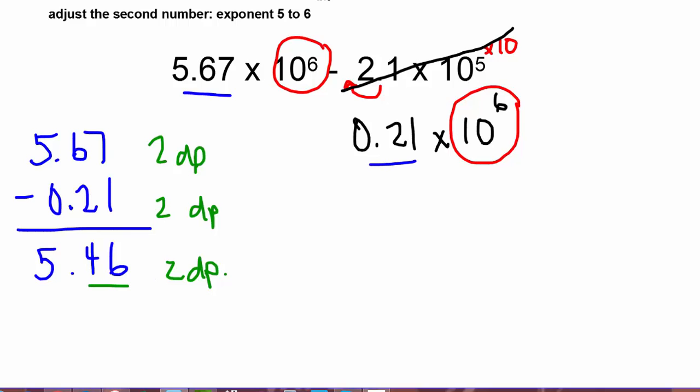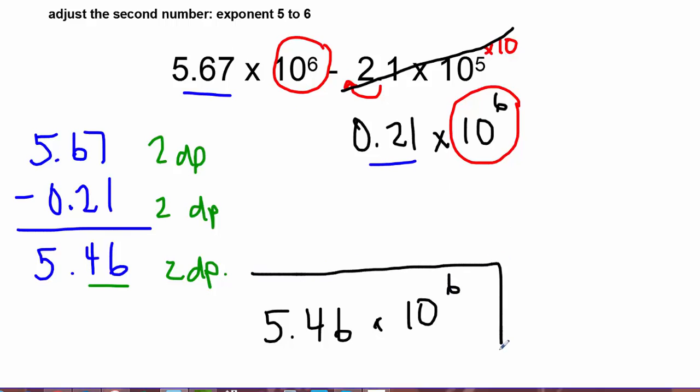I'm good to go. Finally, before I finish up my answer and I report it, I need to put my power of 10 on there. So I've got 5.46 times 10 to the exponent 6. And when I look at my answer, I see that it has not only the correct number of digits, it also is written correctly in scientific notation, so I'm happy with it, and that's my answer.